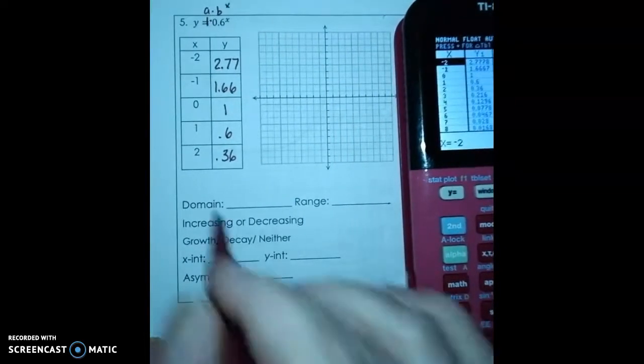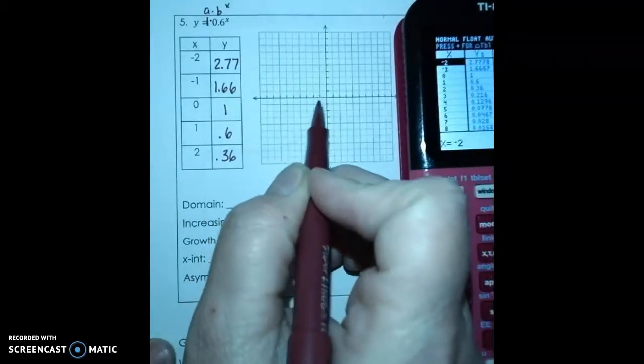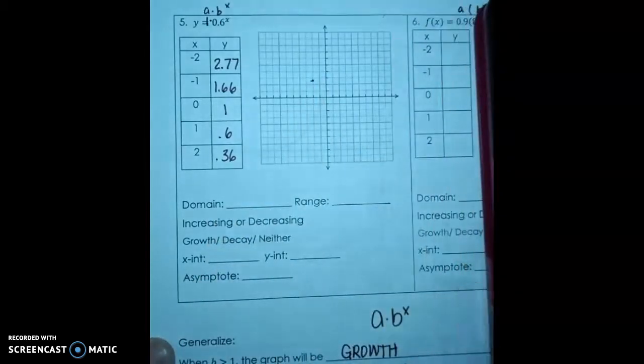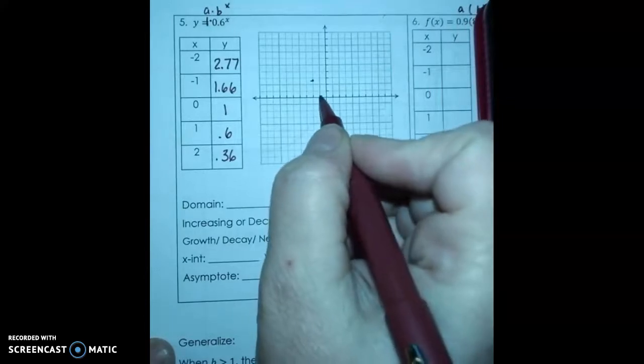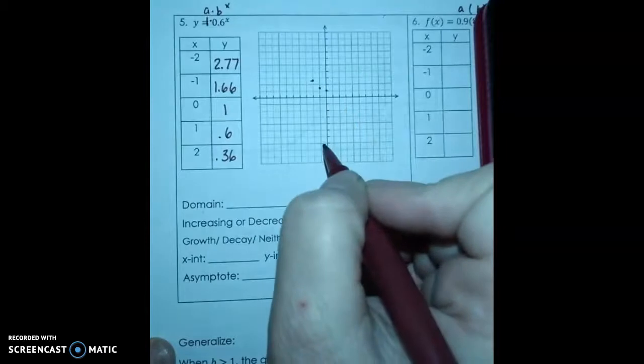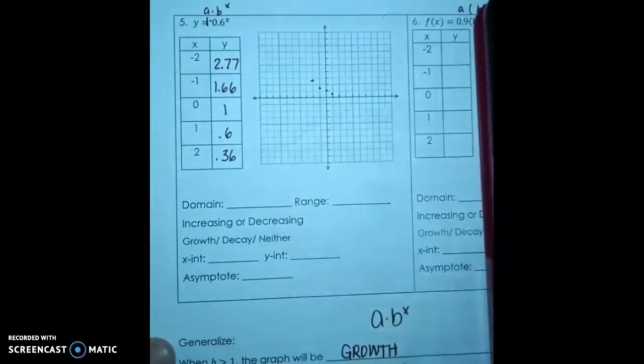So let's graph each of these. Get where x is negative 2, and then almost up to 3. So we go negative 2, 1, 2, 3, 2.77. I'll put a point in. Negative 1, just past 1.5. I got 0, 1, 1.6, and 2.36. So I will be letting you know Monday kind of how you can determine the asymptote ahead of time before you start graphing just by looking at the equation.